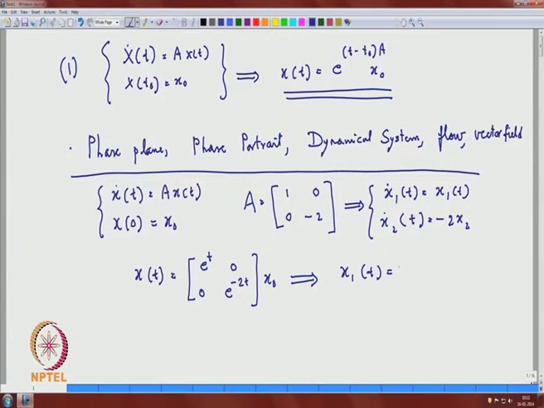So, if you want to learn this course, you have to work through more and more examples here. So, you will have the solutions x1(t) = e^t x naught 1. What is the first component of x naught? X naught has two components. So, this is x naught 1, and x2(t) = e^(-2t) x naught 2.